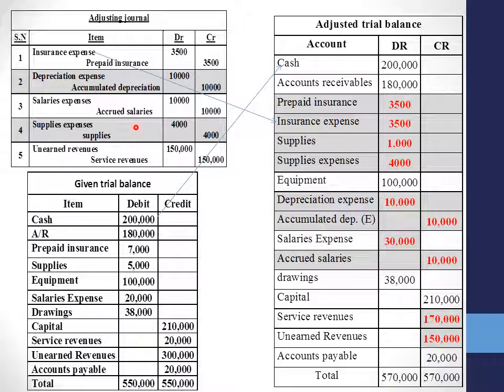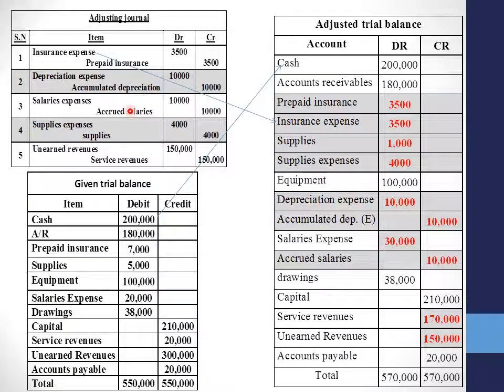What if the account is repeated? What do you mean by repeated? We mean that it appears here and here. This means that if the account appears in the journal in the debit side and in the given trial balance in the debit side, you're gonna add and place it in the debit side in the adjusted trial balance. If it appears in the credit side here and in the credit side here, you're gonna add and place it here in the credit side in the adjusted trial balance.